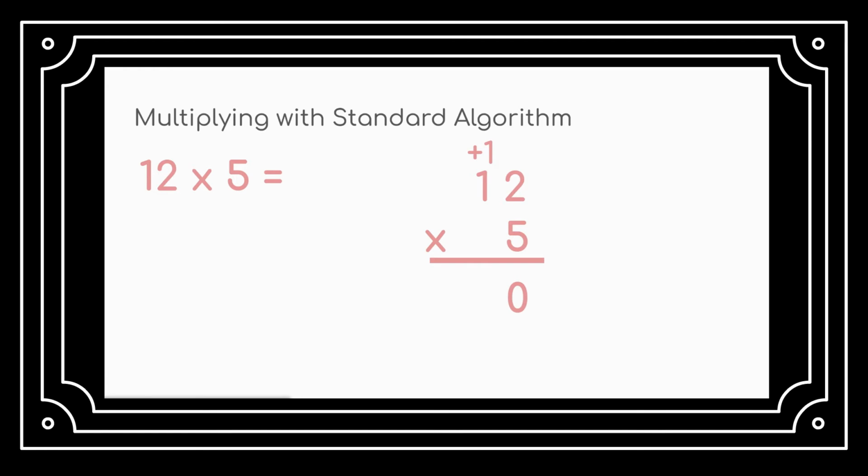Next, we start at the ones column in the bottom number again, and this time multiply the 5 by the tens column in the number up on top, which is 1. I solve 5 times 1, which equals 5, and I add that 1 I carried over, which equals 6. My final answer to 12 times 5 is 60.